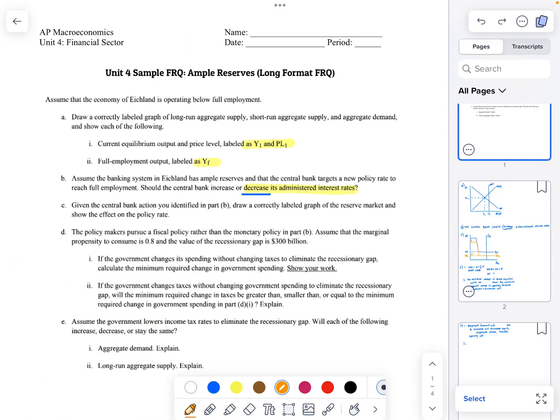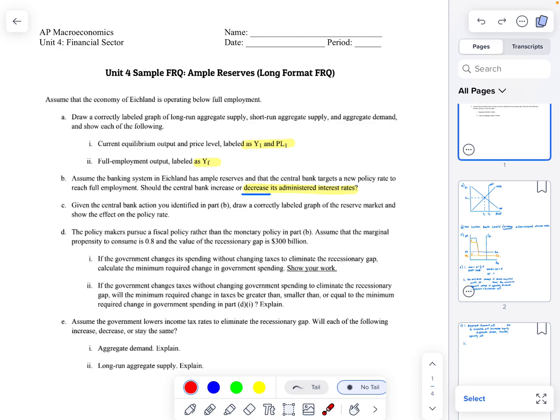Going back to the question, we then see something that's pretty typical of these longer questions, which is assessing multiple concepts in one question. So rather than just entertaining monetary policy, let's look at D. And it says the policymakers pursue a fiscal policy rather than. So we're kind of going back to where we were in the first part of the question.